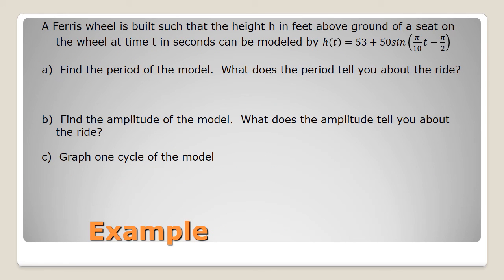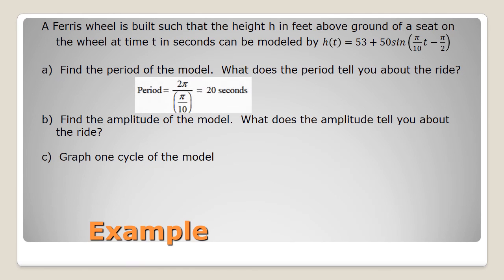A Ferris wheel is built such that the height in feet above the ground of a seat on the wheel at time t in seconds can be modeled by this equation. Find the period. What does it tell you about the ride? Find the amplitude. What does that tell you about the ride? And graph. Pause the recording, give this a try, resume to check your answer.